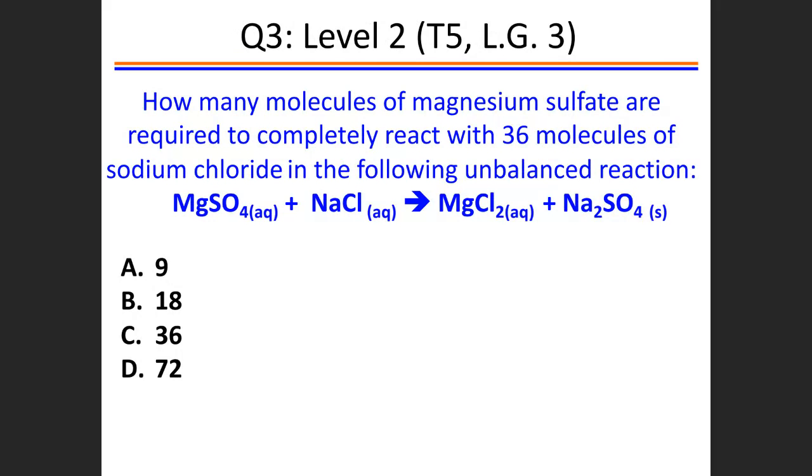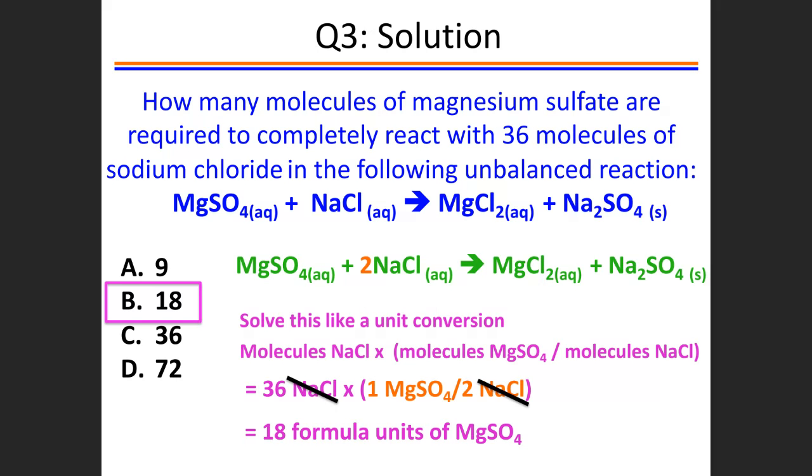But here, how many molecules of magnesium sulfate are required to completely react with 36 molecules of sodium chloride in the following unbalanced reaction? So here, first you have to balance the reaction and then you have to find how many mole you need, as we just talked about. See here, if we balance the reaction, this is our balancing of the reaction. Now they are asking, we have 36 molecules of sodium chloride. How many molecules of magnesium sulfate are required to completely react with 36 molecules?